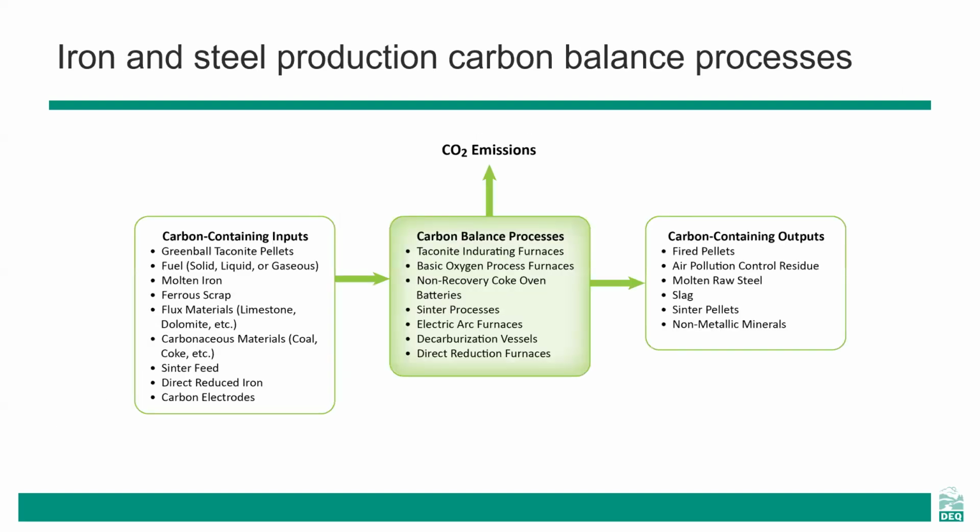Here we can review a generalized figure showing the carbon balance process where carbon-containing inputs feed into the process. Some carbon exits in carbon-containing outputs, with the remainder emitted as CO2. There is a wide range of inputs and outputs in iron and steel production. So all of the carbon in the inputs is estimated as CO2 out of the stack, except for any carbon that remains as metal in carbon outputs.